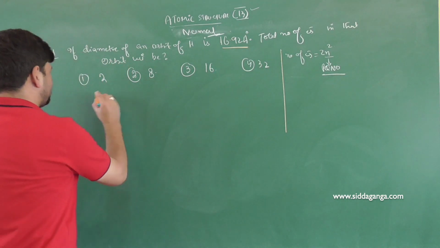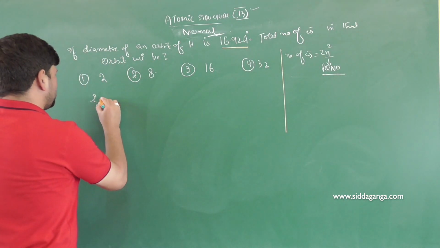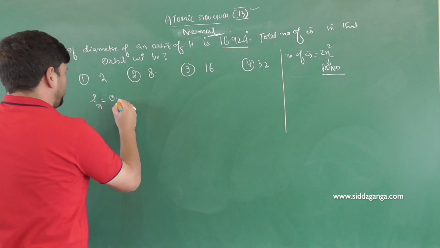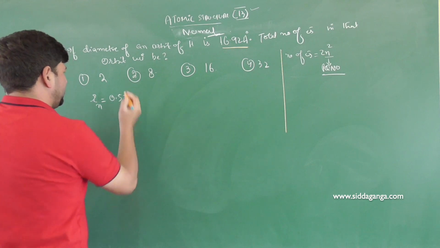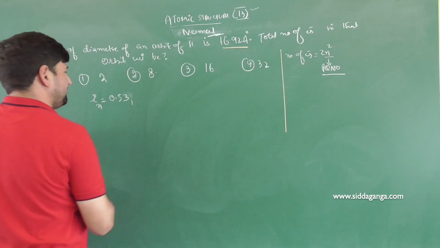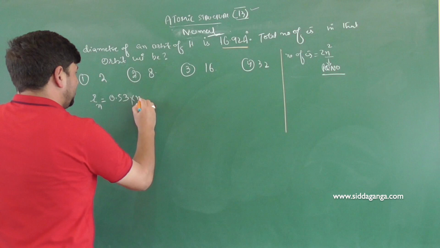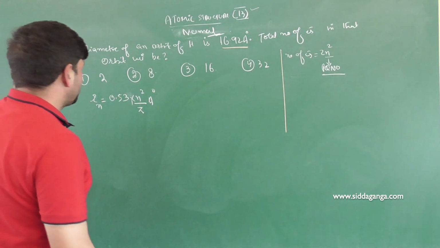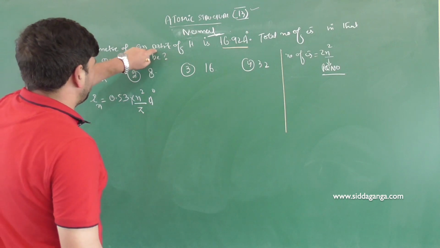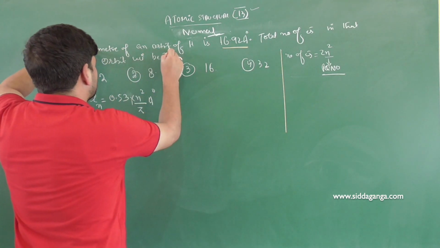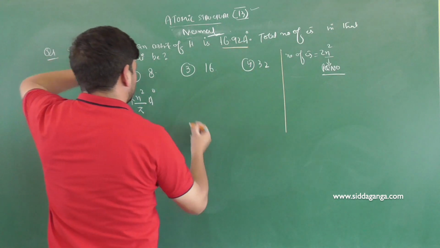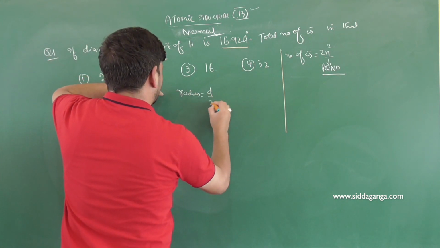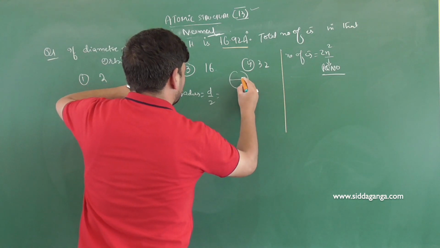We know the equation for the radius of nth orbit of hydrogen equals 0.529, technically we can make it 0.53, into n square by z angstroms. Is this the equation or not? Right? What is given to us? Diameter of an orbit. If the diameter of an orbit is 16.92, what is the radius equal to? Radius will be diameter by 2.